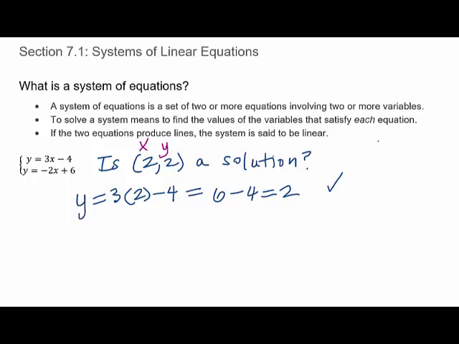So the ordered pair satisfies the first equation, and let's verify the second as well, because it needs to satisfy both. Negative 2 times 2 plus 6 is negative 4 plus 6, or 2. And again, that is the y coordinate of this point. Because this ordered pair satisfies both equations, it is a solution to the system.